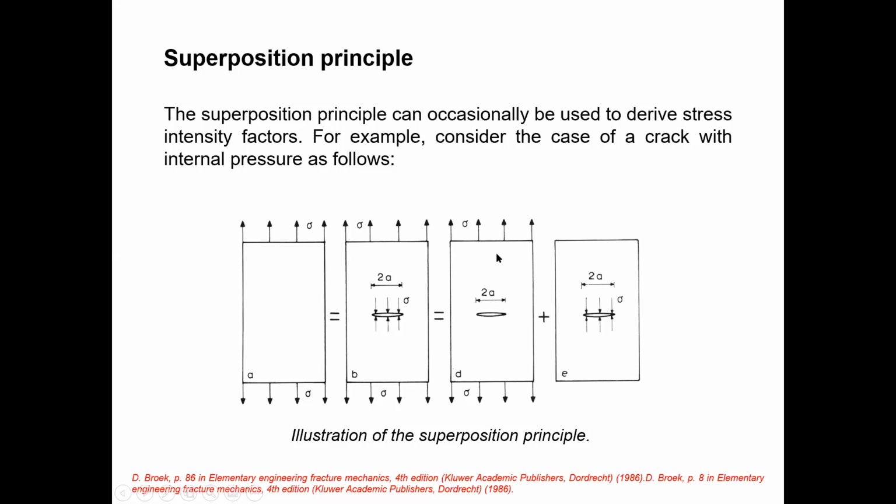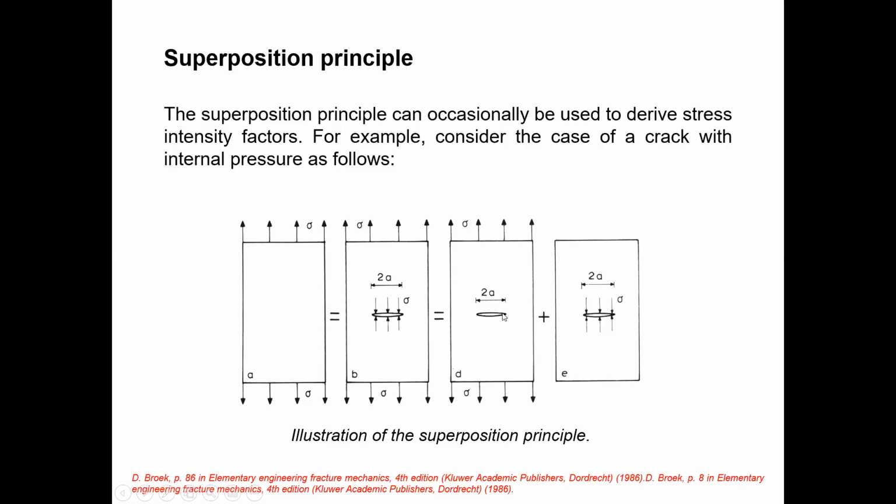Okay. So you can see there is a crack under tension, and the summation with the same crack without tension, only compression at the crack. So if you get the summation of these two, you will get this one or this one. This is equal to this one or this one.